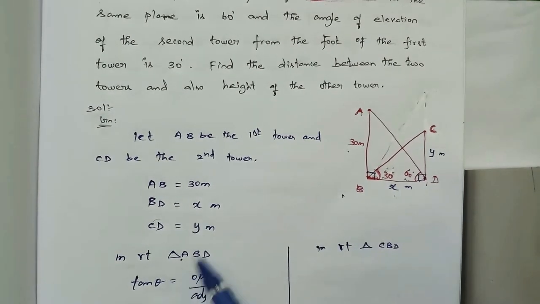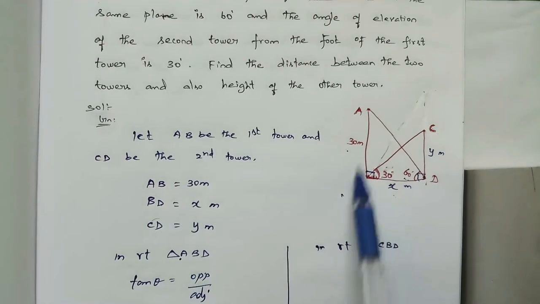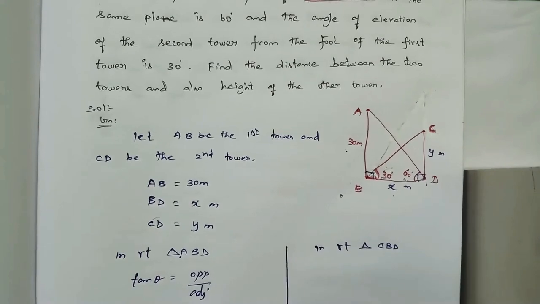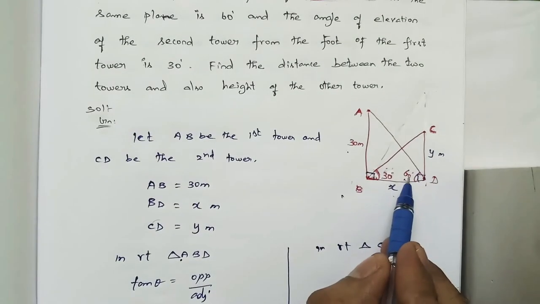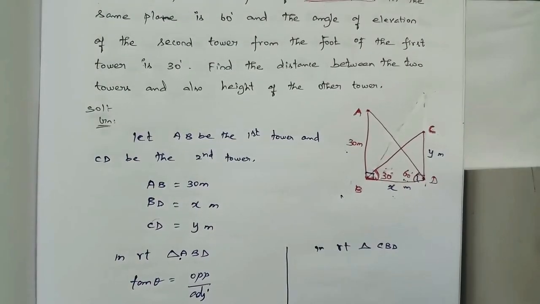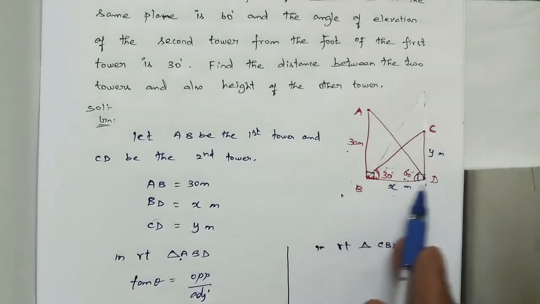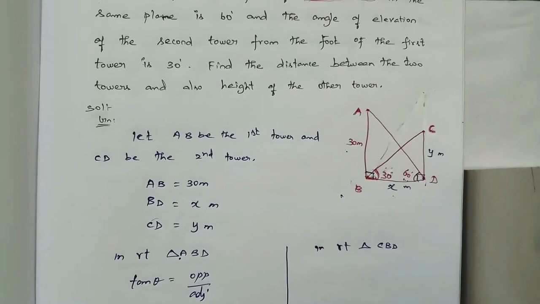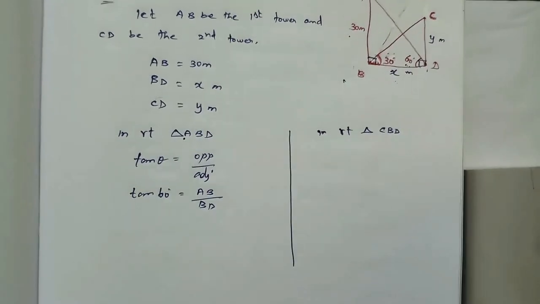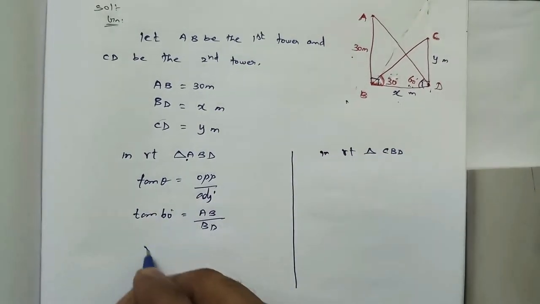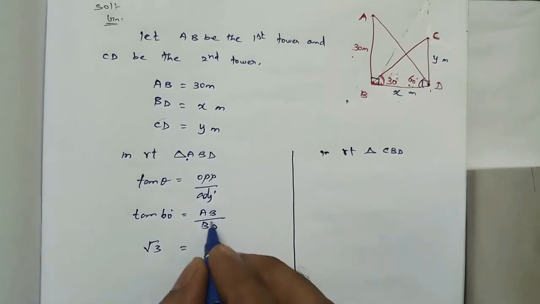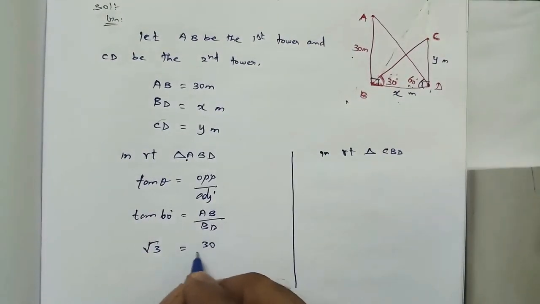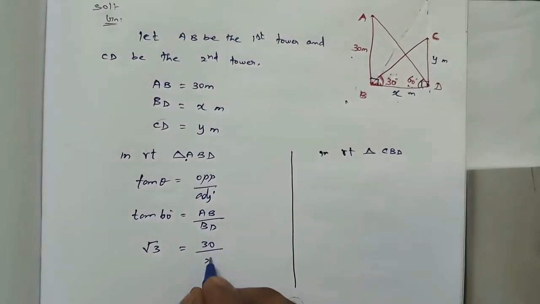So now we are solving the right triangle ABD. In right triangle ABD, the angle is 60 degrees. So tan 60 degrees is equal to the opposite side for 60 degrees, AB, divided by the adjacent side, BD, right? What is the value of tan 60 degrees? Tan 60 is equal to root 3. AB is 30 meters, so 30 divided by BD, which is X, right?